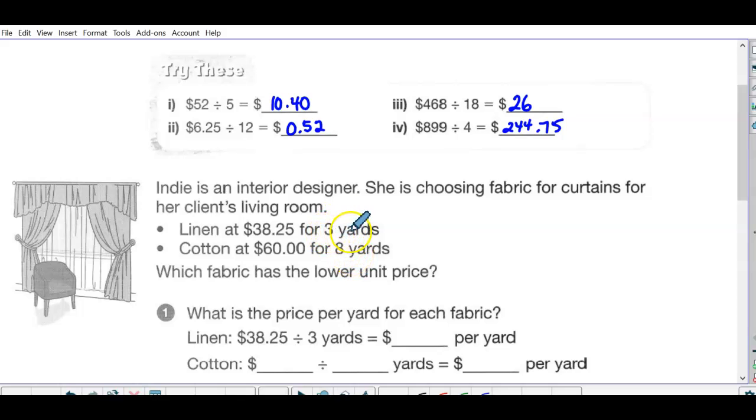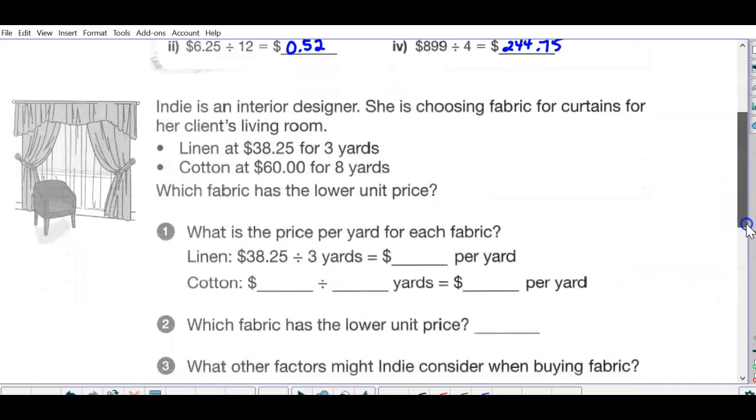So you could actually basically look for least common multiple of 3 and 8, which would be 24. So you multiply this by 8, both of those, and this by 3. And then you could compare the prices. But this actually asks for the unit price. So that's not what we're going to do in this question. So price per yard for each fabric.